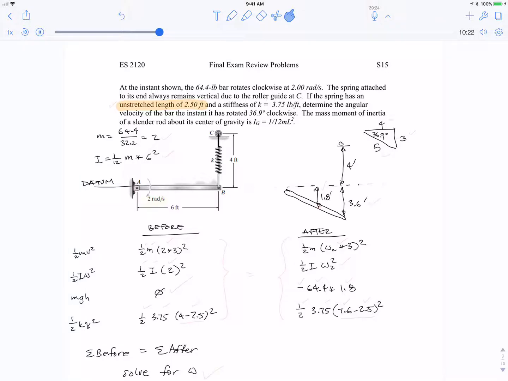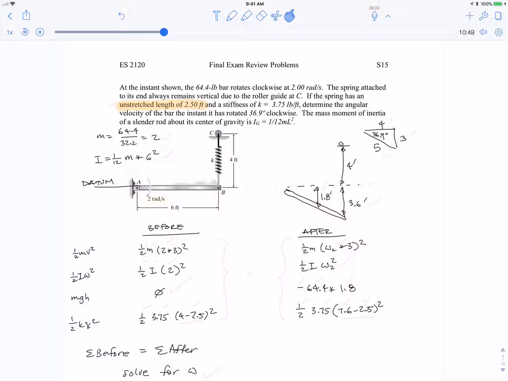This here is a classic energy problem. The spring is a dead giveaway. As you read it, it says the right end of the bar drops, oh no, it says it rotates 36.9 degrees clockwise. What's the angular velocity after it rotates?